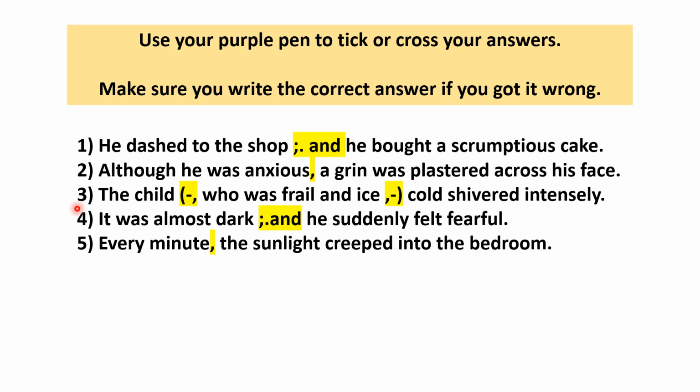Number 3 has parenthesis, so additional information that can be removed from the sentence. That needs to be offset with brackets, dashes, or commas. And then number 5 is a fronted adverbial that needs to be offset with a comma. Pause the video and make sure that you correct these in purple pen if you need to.